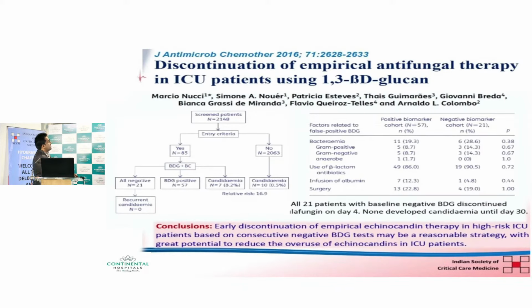This is an interesting study on beta-glucan. They used it to discontinue antifungal therapy. They discontinued the echinocandins in the study on the fourth day. They saw that none developed candidiasis until day 30. So the conclusion of the study was that early discontinuation of empirical echinocandin therapy in high-risk ICU patients based on consecutive negative beta-glucan levels may be a reasonable strategy.